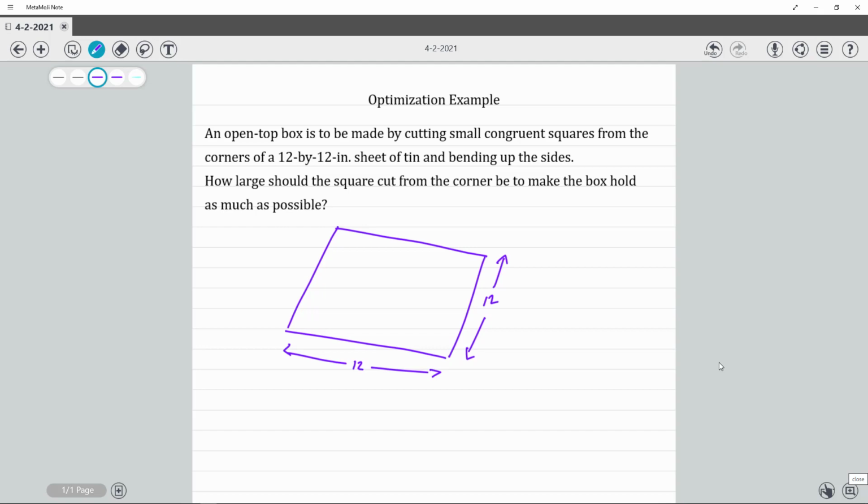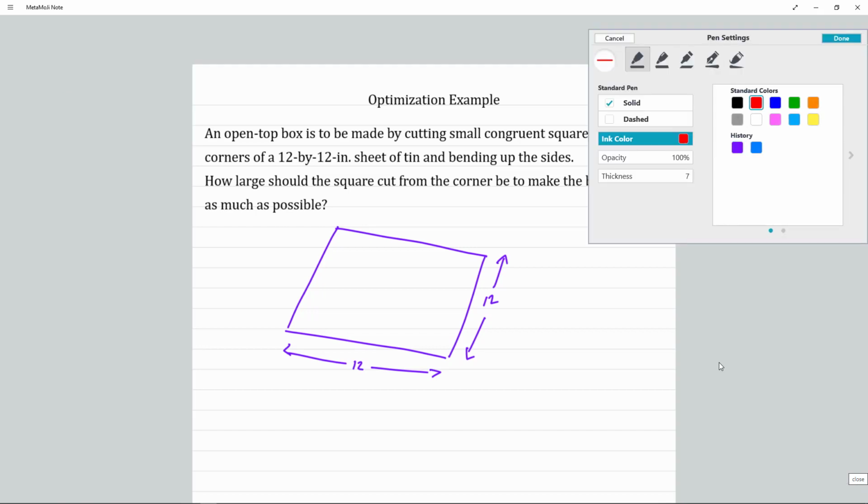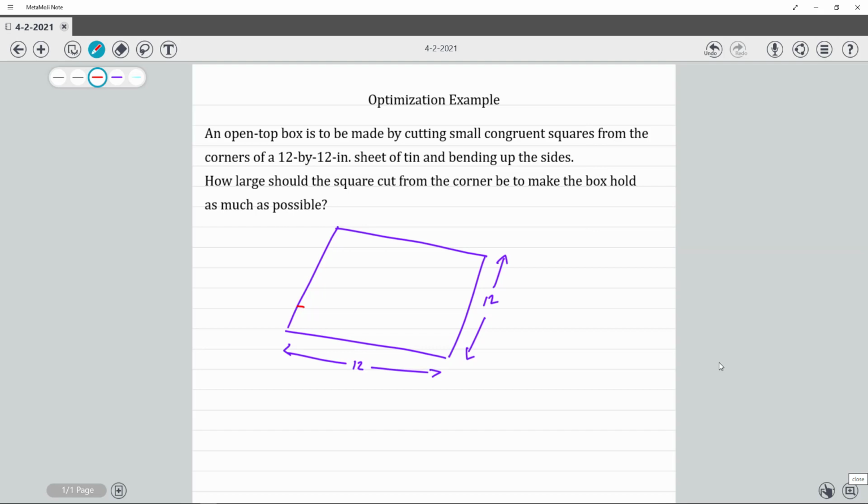Pretend I can draw to scale. And then it talks about bending up these sides. So what's happening here is we're cutting out these corners and then we're going to bend them up. That's what you're seeing for the actual sides. And we want to know the max volume once you get all these sides built up. Before we start plugging things in, we don't know what each of these values are, and they're going to be the same because it said squares. And this is what we're trying to maximize.